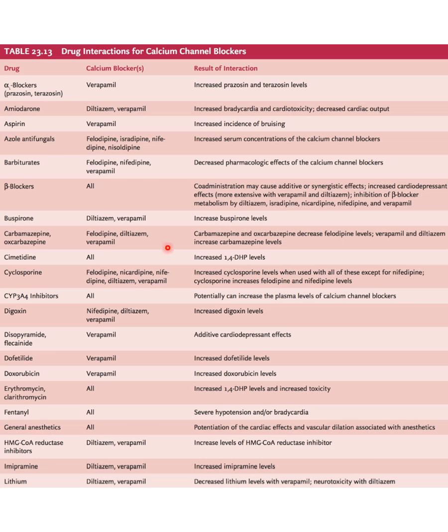Finally, this table is just for your own reference. I do not expect you to memorize any of this. I'm only concerned about the concept that these products, the calcium channel blockers, affect CYP3A4, and any products that are metabolized by this enzyme will therefore be affected. So this is just for your own reference. You can go back to it if you ever need it.